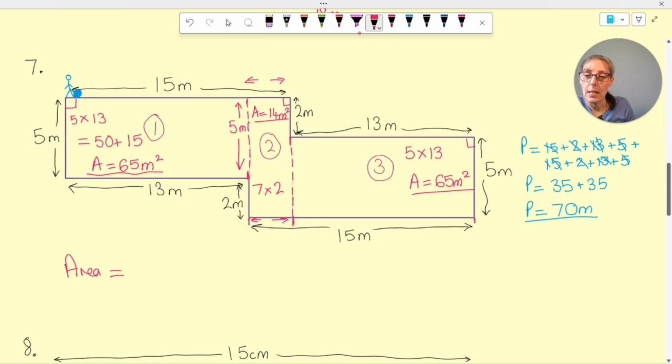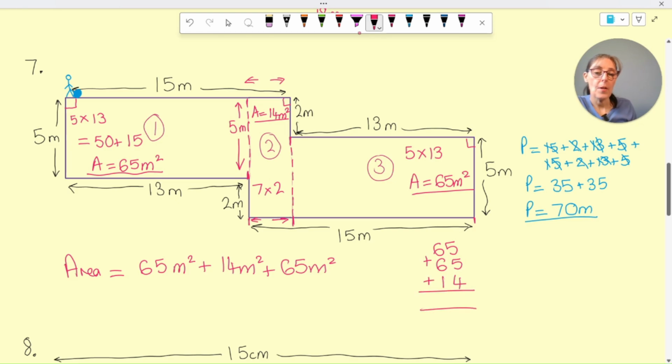So we've got the area is 65 meters squared plus 14 meters squared plus 65 meters squared. Right, what I'm going to do is add them up. 65 plus 65 plus, I'm going to be a bit naughty and add all three together. 2 5s are 10, 13, 14. 2 6s are 12, 13, 14. Okay, so the area of that shape altogether is 144 meters squared.